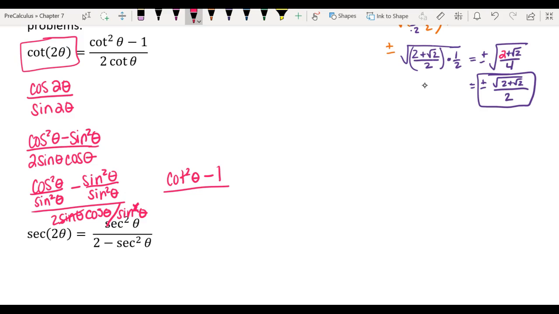So now I have 2 cosine over sine. What's cosine over sine? Oh, that cancels with that. So I have 2 cosine over sine, so you got 2 cotangent. Yep.